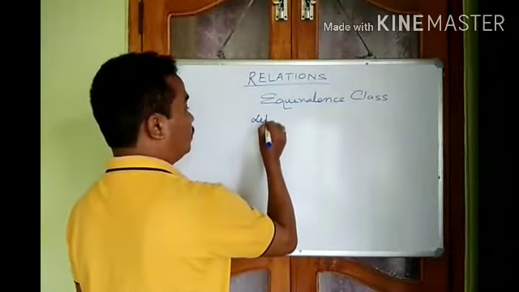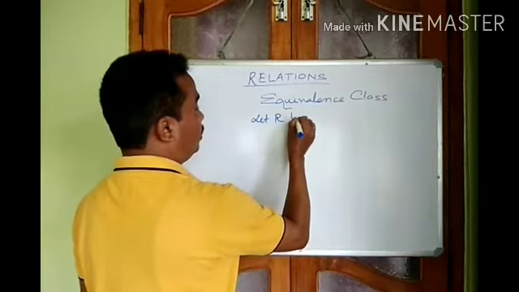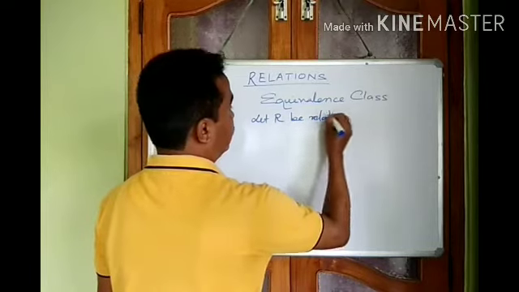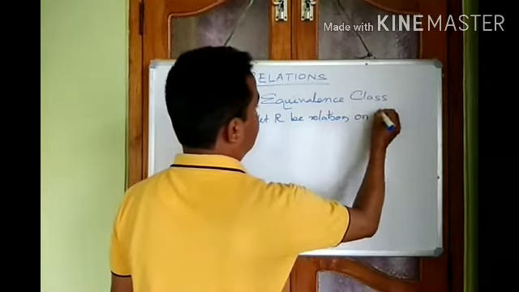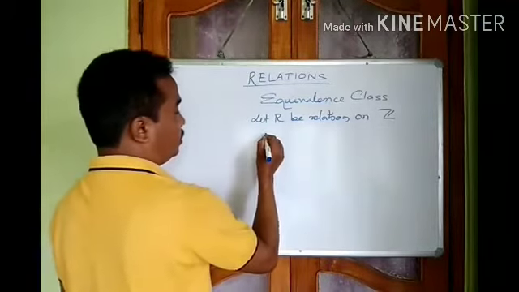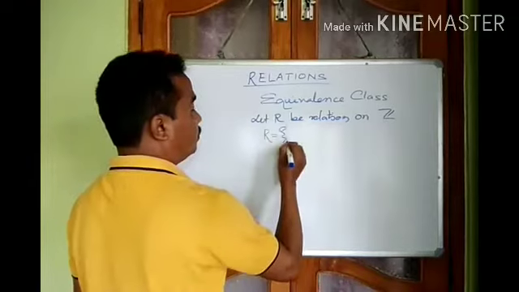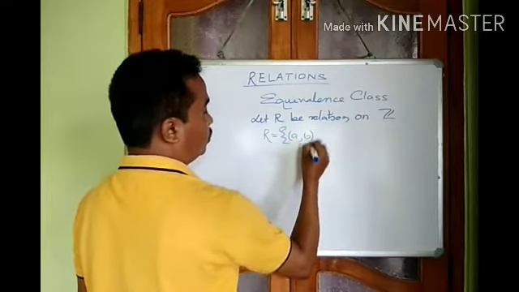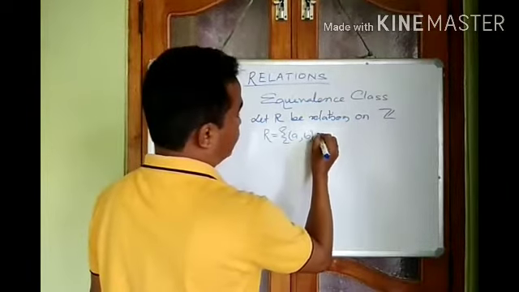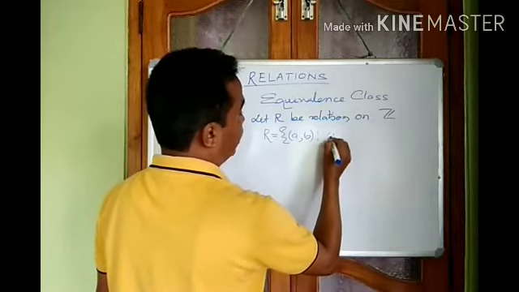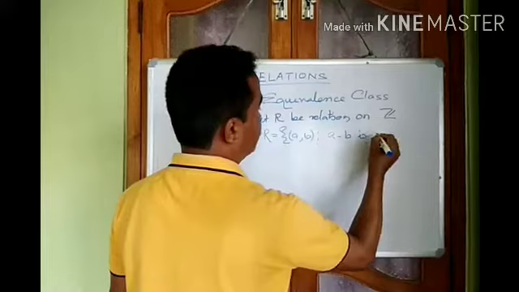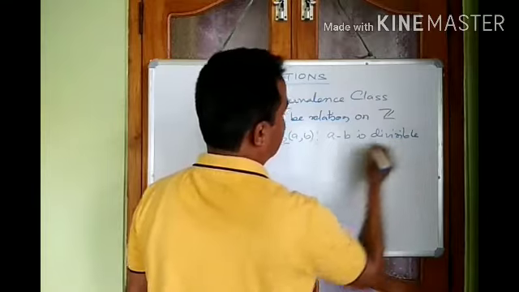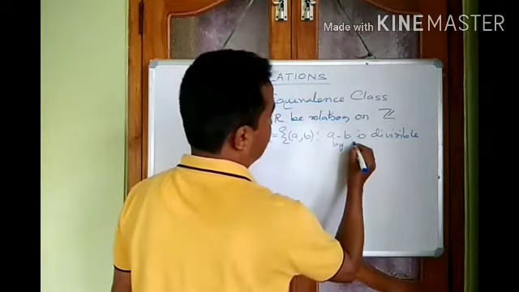Let R be a relation on the set of integers Z such that R equals the collection of ordered pairs (a, b) such that a minus b is divisible by 3.